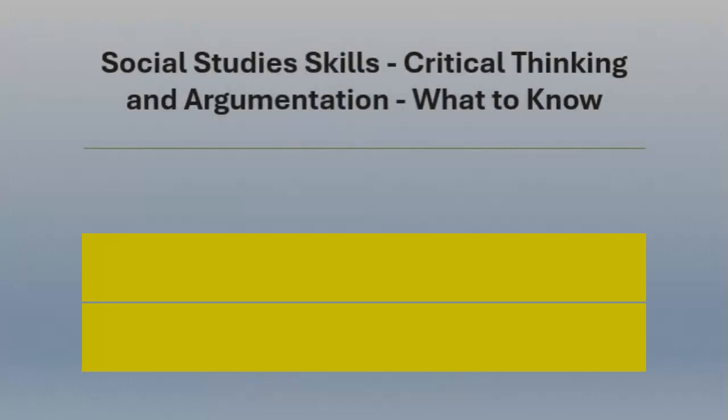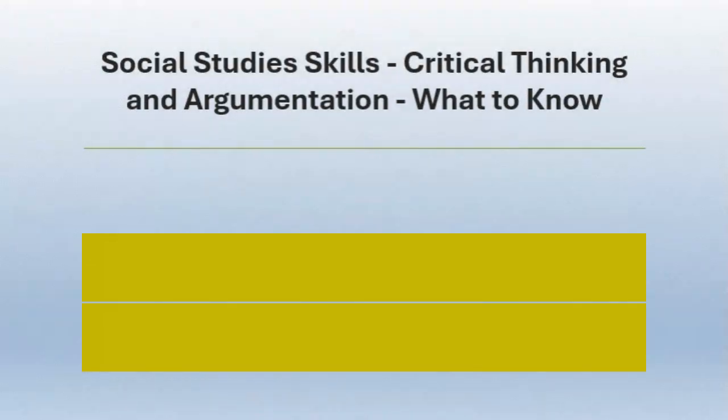Alright, let's talk about a crucial skill for the GED Social Studies exam: evaluating sources and arguments. Whether you're analyzing a historical document, a political speech, or a news article, you need to be able to determine if the information is credible and whether any biases might be influencing it.